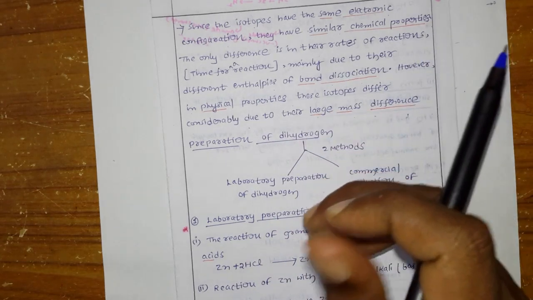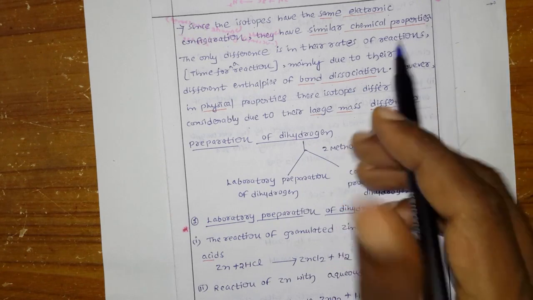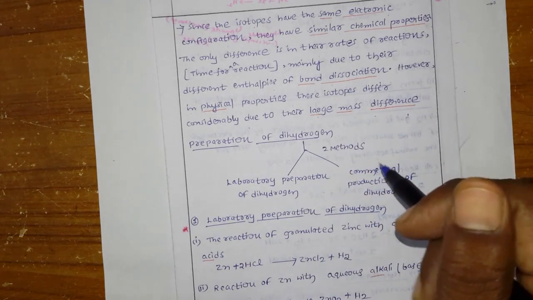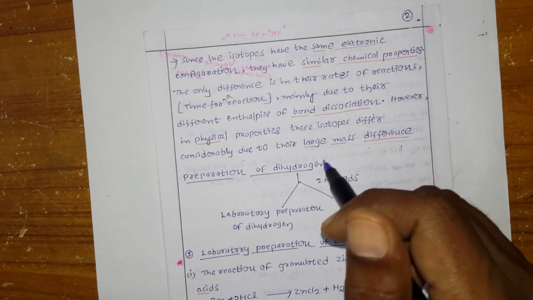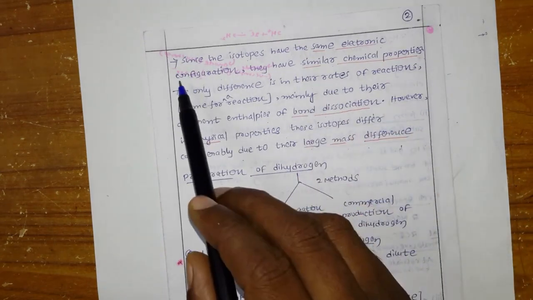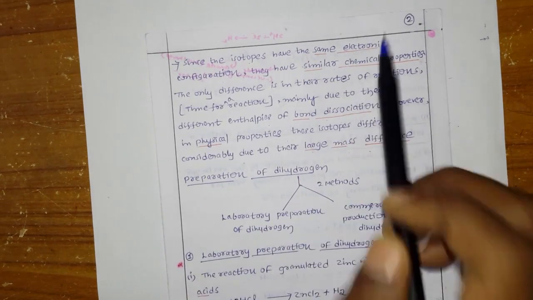However, in physical properties, these isotopes differ considerably due to their large mass difference. Due to the mass difference, they show differences in physical properties, but not in chemical properties. Generally, the chemical property depends only on the electronic configuration. Okay, right.